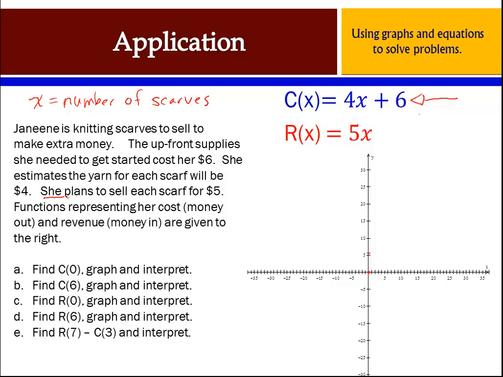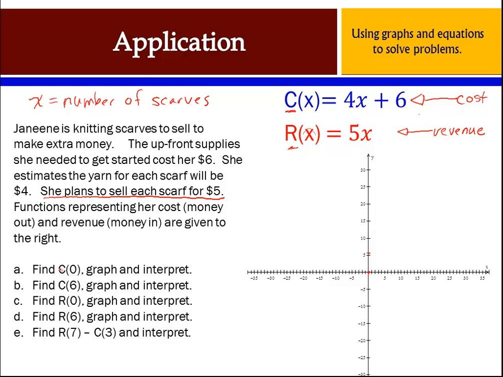Now it also goes on to say that she plans to sell the scarves for $5 each. Again, where X is the number of scarves, 5X would be her revenue. So this is what we call a cost equation, and this is what we call a revenue equation. And these are pretty common kinds of equations you do in business applications, and we do use C for cost and R for revenue. These are the functions that represent her cost and revenue. Again, cost being money that she has to pay out in order to get this business going. And the revenue is the money that she takes in as she starts to make and sell these scarves.